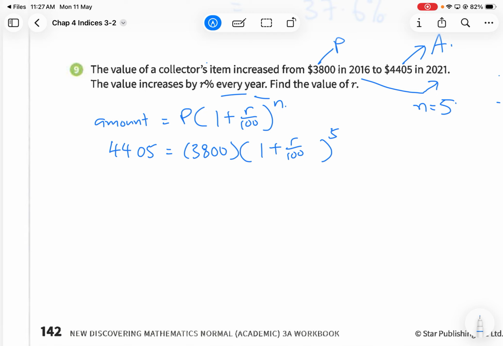Guess and check? No. We have learned how to solve equations. If I want to solve this equation, I want to make r the subject. I want to keep writing equations until finally my r is on one side, then the other side only numbers. I keep writing equations, then that will help me solve already. So I want to make r the subject. Now r is inside this bracket, so I want to divide both sides by 3800 first. I make this 3800 go to the other side first.